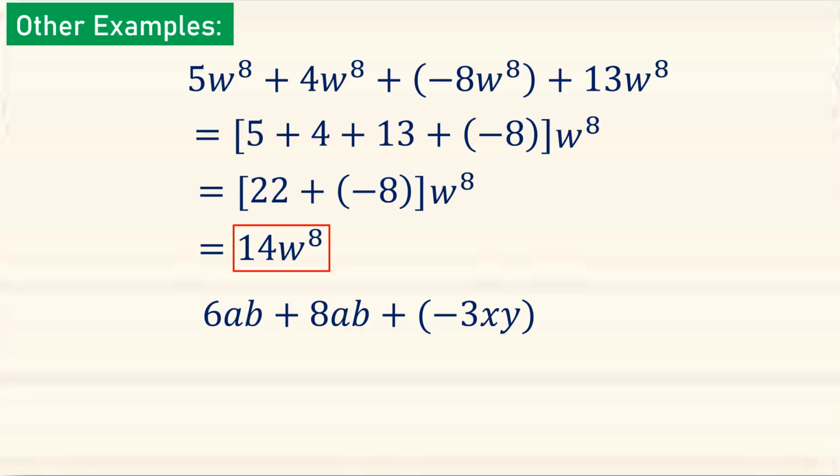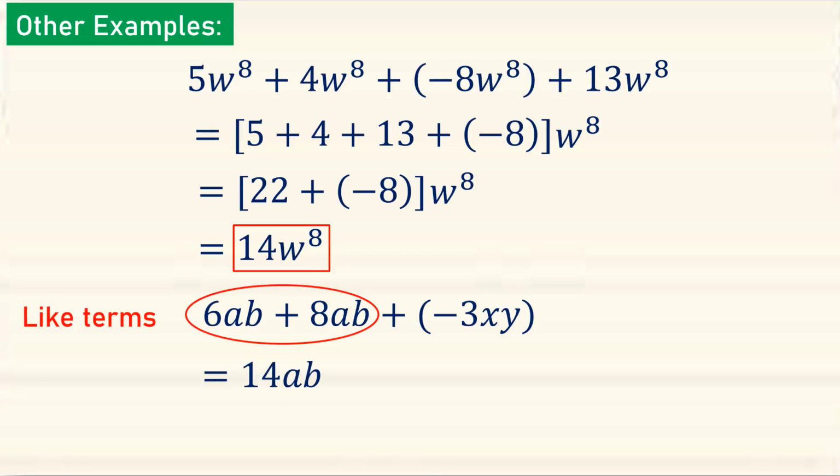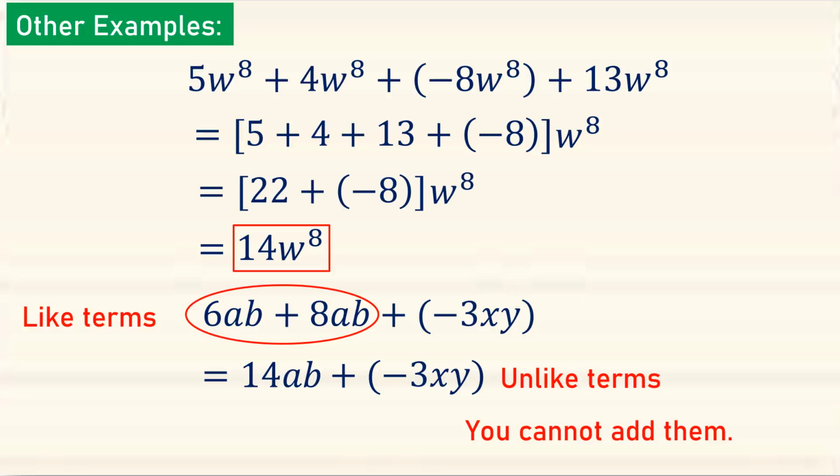Now let us have another one. 6ab plus 8ab plus negative 3xy. So in here we are going to add like terms. This is equal to 14ab. And then we have plus negative 3xy. So they are unlike terms. We cannot add them, so we are going to copy as it is. 14ab minus 3xy is the final answer.